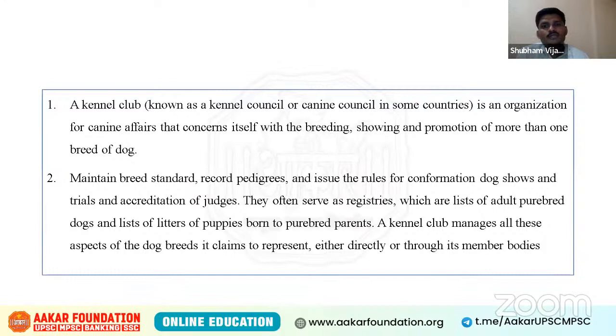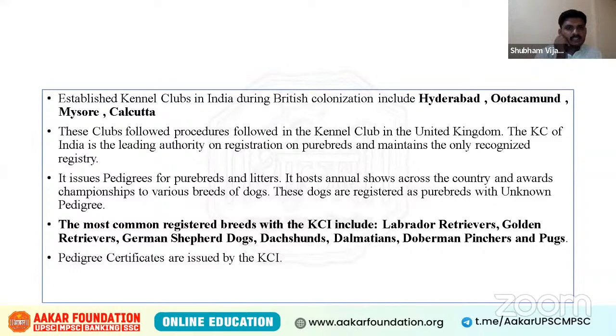They often serve as registries in order to register particular dogs, which are lists of adult purebred dogs and lists of litters of puppies born to purebred parents also. This kennel club also manages all these aspects of dog breeds, to represent a particular dog either directly or through its member bodies. Established kennel clubs in India are at four different places: Hyderabad, Coonoor, Mysore, and Kolkata. These clubs follow the procedure followed by the Kennel Club in the United Kingdom, and like the European kennel councils, our kennel club also works in the same way.